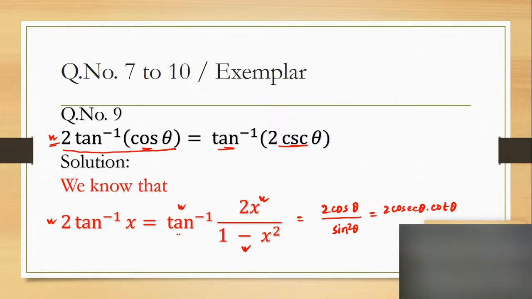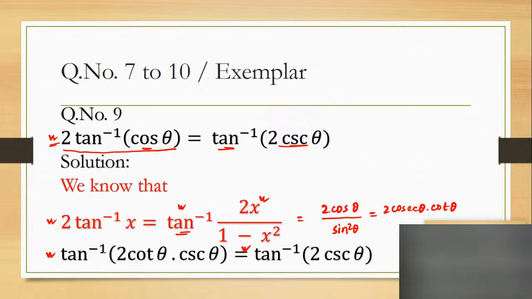So we write down here tan inverse. The next step here will be tan inverse 2 cot theta into cosec theta equal to tan inverse 2 cosec theta. So we cancel out this one, this one. We also cancel out this one. Then we get cot theta into cosec theta. We cancel out this one. Then we get cot theta equal to 1.